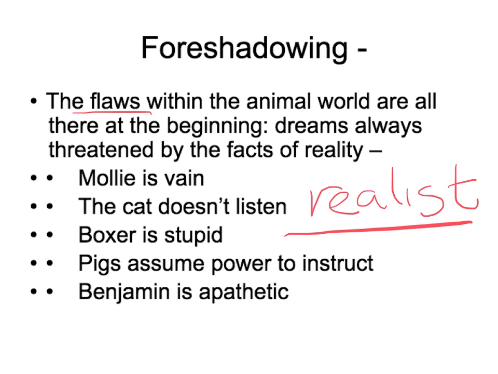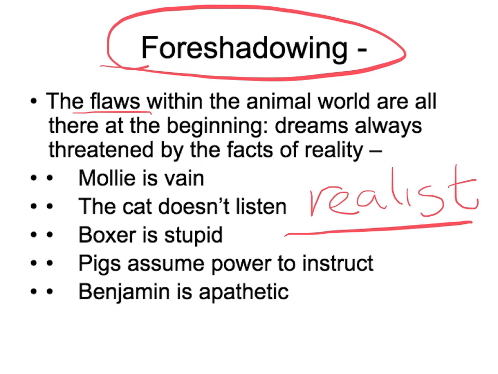So what Orwell has done is he has foreshadowed, he has subtly indicated the flaws in this society in chapter 1. They're there for you to notice, because what he wants to do is portray a realistic understanding of how we operate in this world. Okay, so some of the things that are apparent in chapter 1. Dreams are always threatened by the reality of facts. Now, I don't think that's something that Old Major totally grasps.